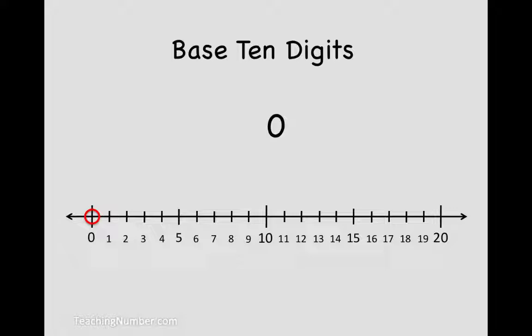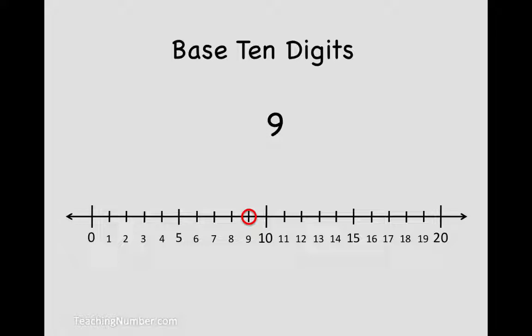So what would be next? 1, 2, 3, 4, 5, 6, 7, 8, 9, and that's it. Those are the base 10 digits.